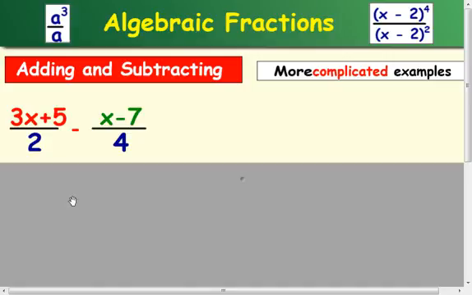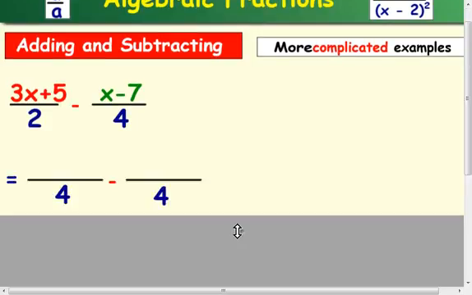Okay, let's look at this last example. 3x plus 5 over 2 take away x minus 7 over 4. There's a slight difference here again. I know there's a takeaway, but the lowest common multiple of 2 and 4 is actually just 4. You don't need to go to 8. You can do that, but you don't need to. You can just leave it as a 4. So let's look at what happens there.